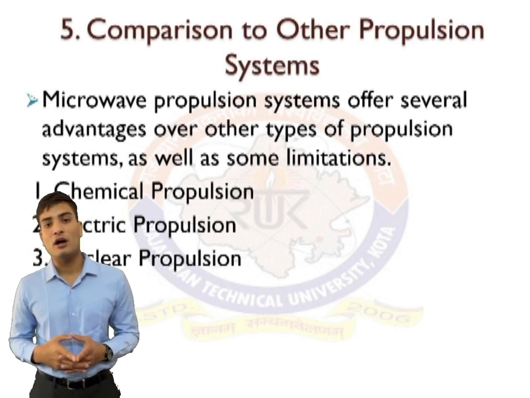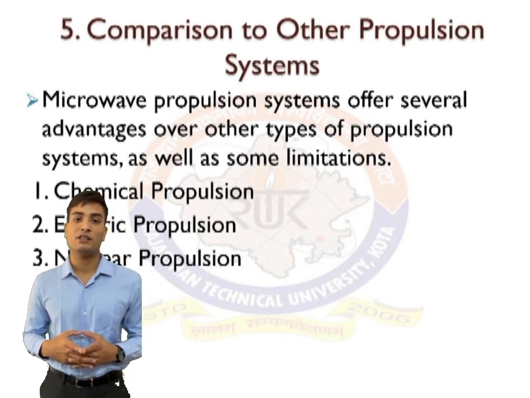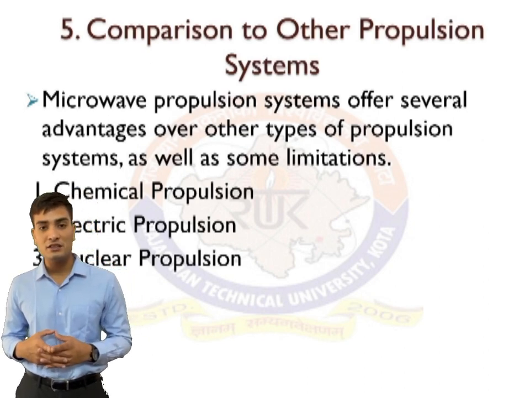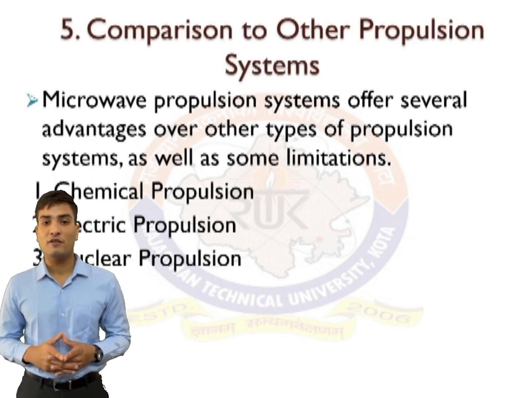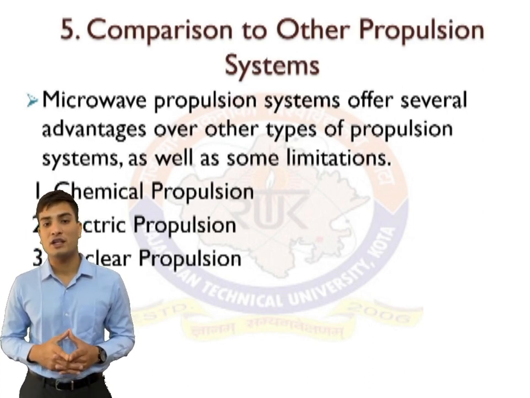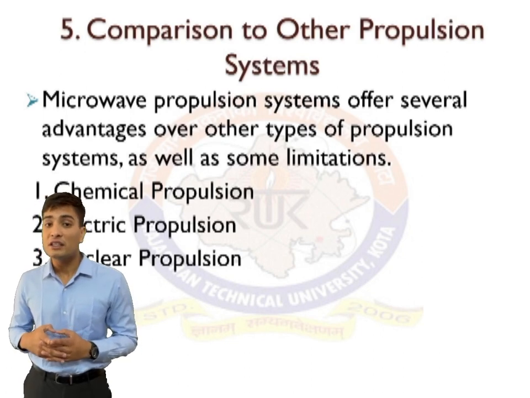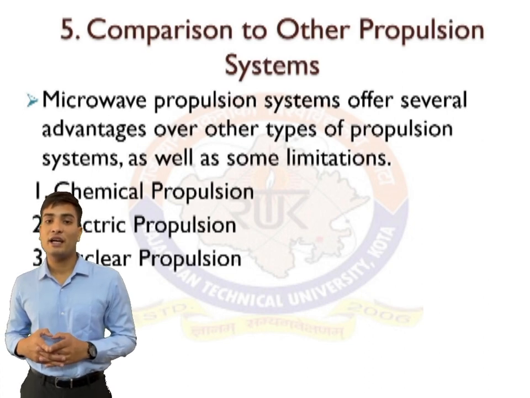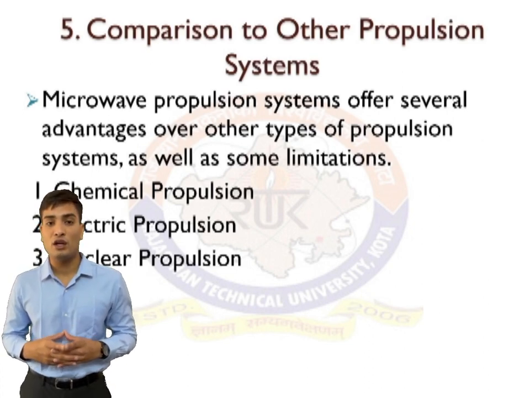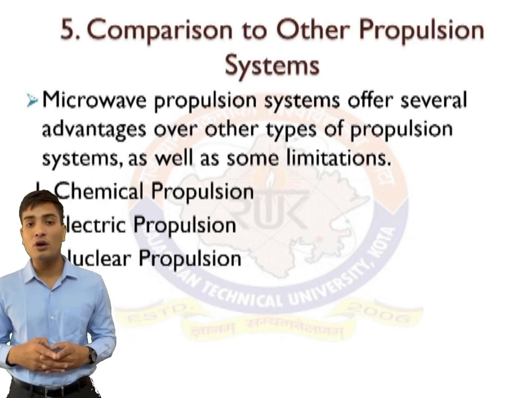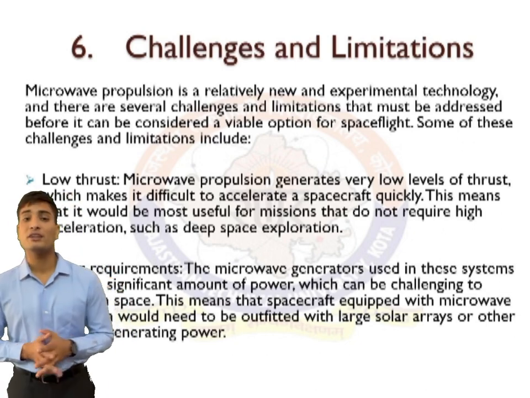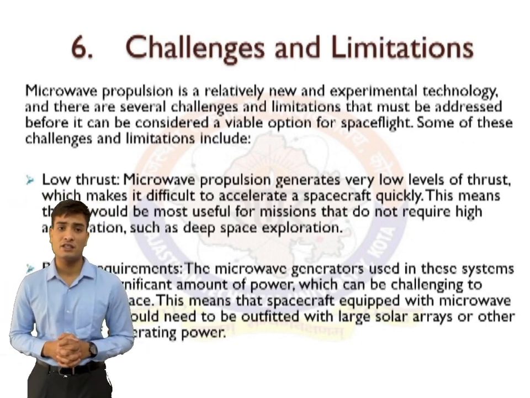Moving forward, nuclear propulsion systems such as the nuclear thermal rocket or nuclear thermal electric propulsion use nuclear reactions to produce thrust. These systems offer high specific impulse and are capable of producing a large amount of thrust for a long period of time. However, they have significant technical and safety concerns associated with them. In comparison, microwave propulsion systems offer high specific impulse and high thrust-to-power ratios but do not require the use of nuclear materials.